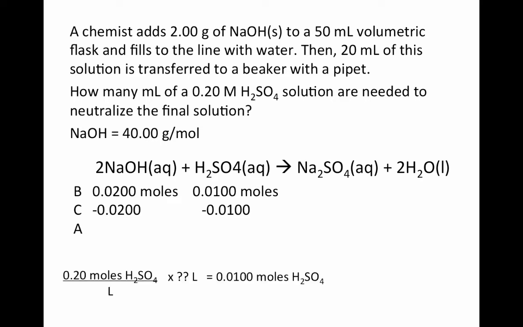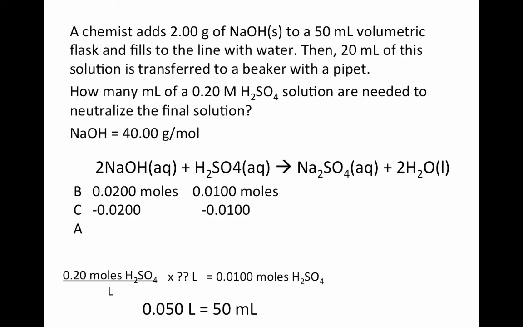If we have the provided sulfuric acid solution, which is 0.20 molar, that's 0.20 moles of sulfuric acid per liter. We don't know how many liters we need, but we know, based on our BCA table, we need it to equal 0.01 moles of sulfuric acid. Our quick calculation says that that is 50 mL of the sulfuric acid that we need to neutralize the sodium hydroxide.